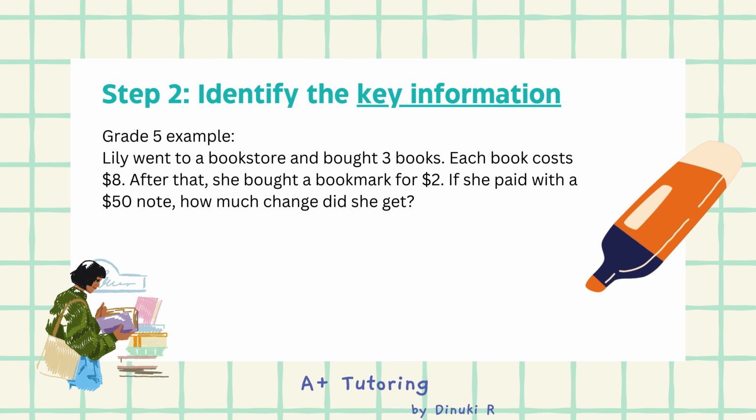The next step is to identify the key information. Here, look out for key details like who's involved, numbers, units, keywords like altogether, more, less, paid, and so on. But most importantly, make sure you understand what the problem is asking you to figure out. When we look at this particular problem, we can see that Lily bought 3 books. Each of them cost $8. She also bought a bookmark for $2. She paid with $50. And ultimately, we need to figure out how much change she will receive.